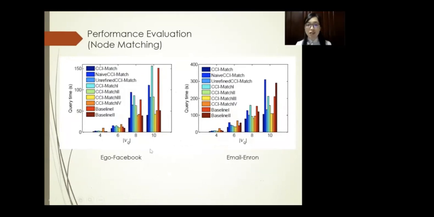Here, baseline one ignores the matching cost based on a matching order of nodes. Baseline two focuses on the data graph that consists of multiple smaller subgraphs. All the nodes in the data graph need to be indexed. When the size of the data graph increases, the cost of node matching increases sharply. This is the result of performance evaluation for CCI construction.